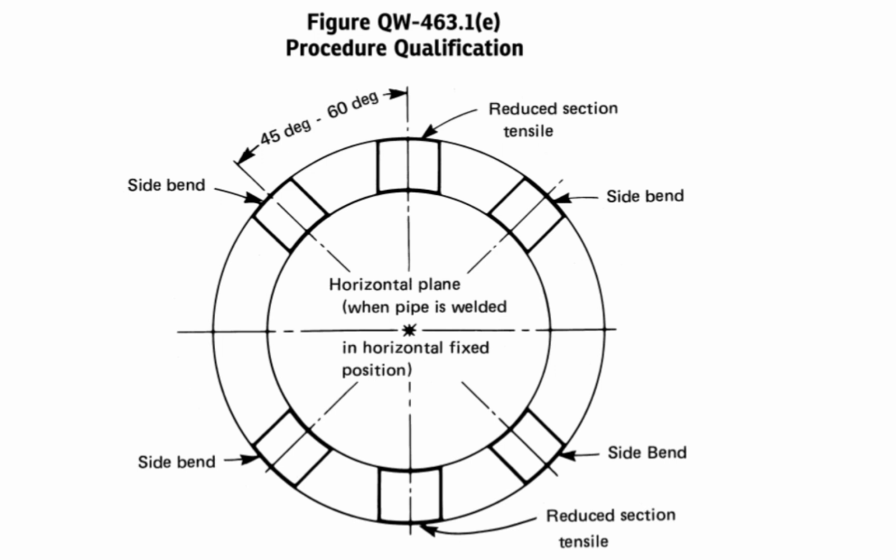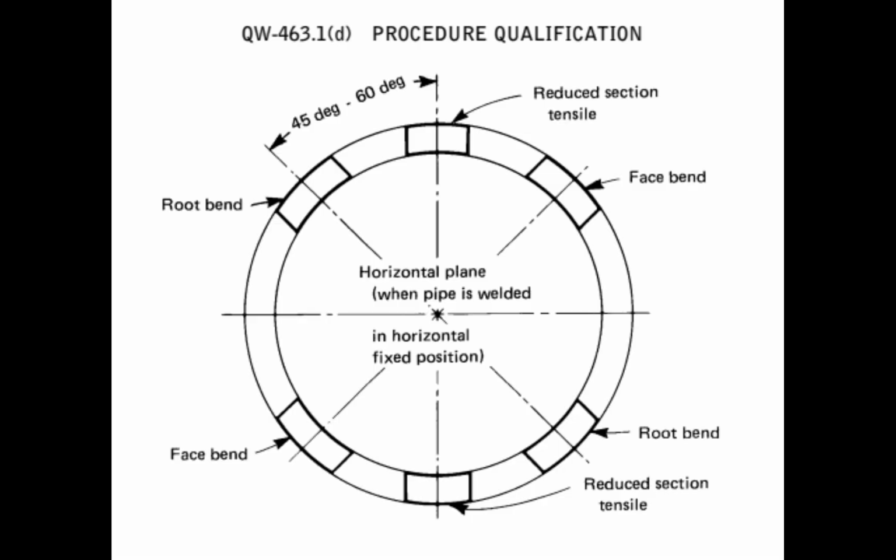So where are you going to take them from? Here at the top, reduced section tensile test. Then you are going to take a side bend from this location. Again, another side bend you can take if the thickness is beyond a certain level. Otherwise, you can take root bend, face bend, and then reduced section tensile test, root bend, face bend. This is how it is chosen. So the location for the samples would be from the top.